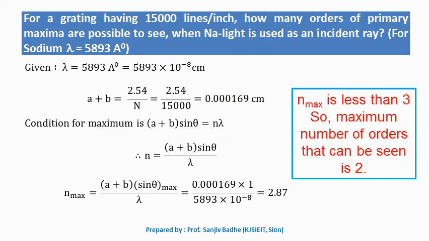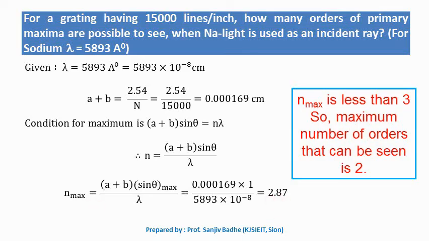Condition for maximum is A plus B sin theta equal to n lambda. So we can write the relation for number of orders, n equal to A plus B sin theta upon lambda. Maximum value of n will depend on maximum value of sin theta, because A, B, lambda are constants, and maximum value of sin theta is 1. So let us put maximum value of sin theta as 1. A plus B we have calculated as 0.000169. Wavelength is given to us 5893 into 10 raised to minus 8 centimeters. We can calculate the value of n max to be 2.87.